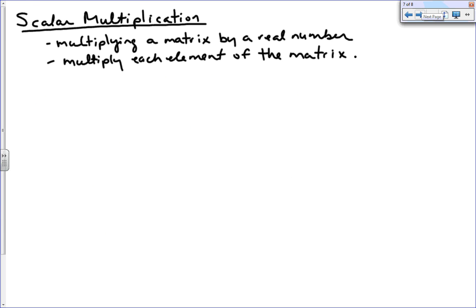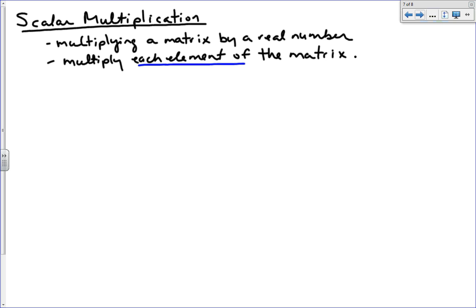Multiplying matrices comes in a couple of different methods, and in this lesson we're going to look only at the first method, which is scalar multiplication. That means we're multiplying a matrix by a real number. We're not at this stage yet multiplying a matrix by another matrix. So when we do scalar multiplication, we multiply each element of the matrix by the real number that we're multiplying.